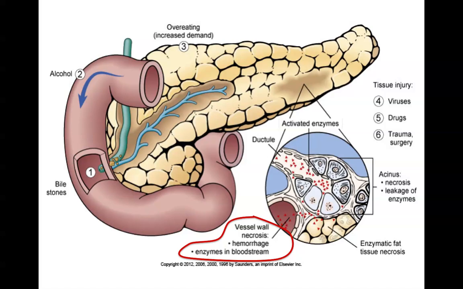Continued digestion of pancreatic tissues may even allow these enzymes to leak into the abdominal cavity, which can lead to further complications. Finally, these activated enzymes may begin to digest the fat cells in the surrounding pancreatic tissue, leading to fat tissue necrosis.